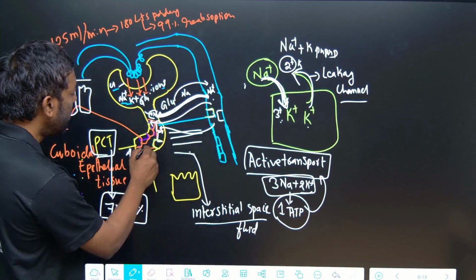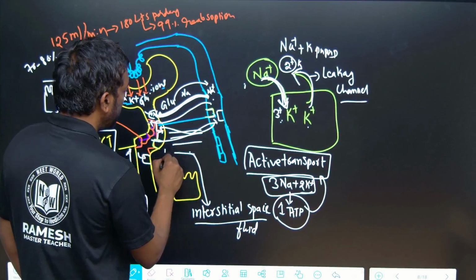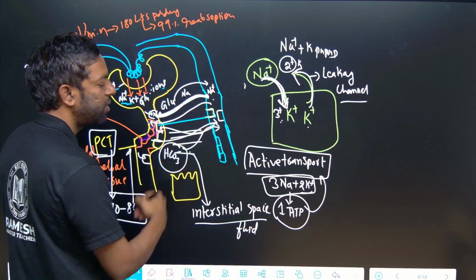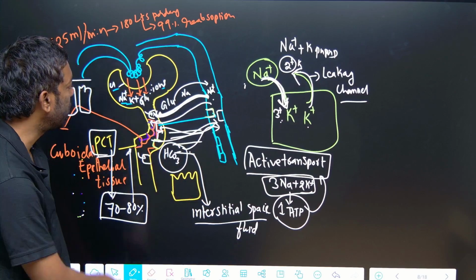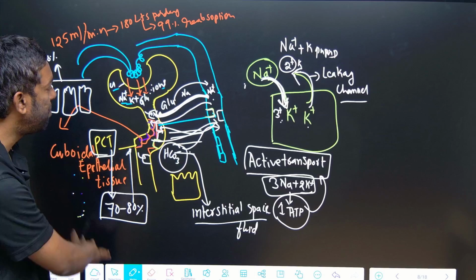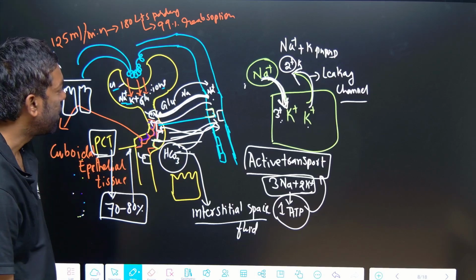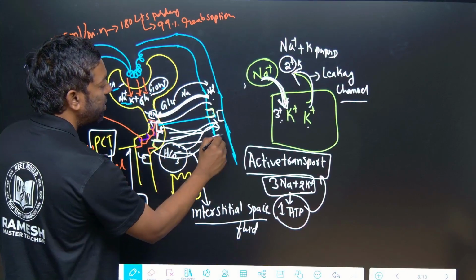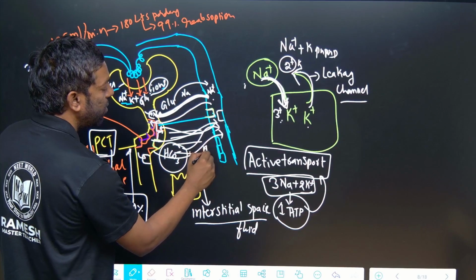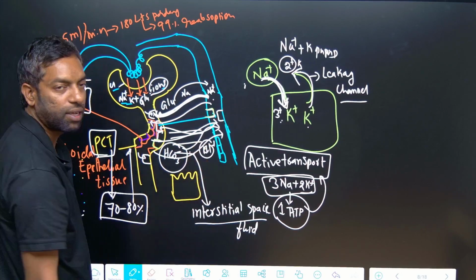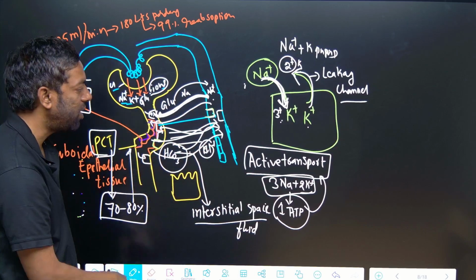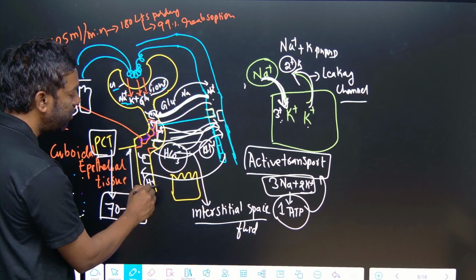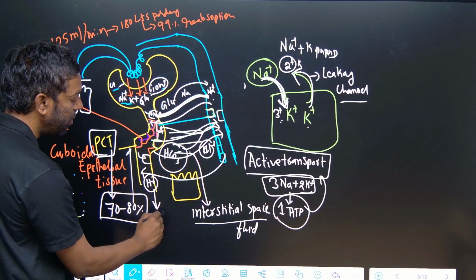Bicarbonate, HCO3 minus, is also reabsorbed in the PCT part. Ions like calcium and chlorine are also reabsorbed. But hydrogen ions are secreted, to maintain the pH value of the urine.